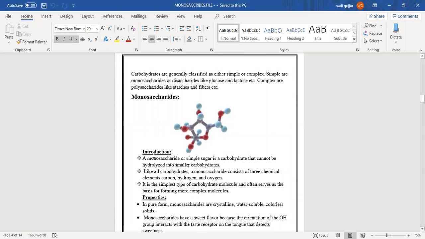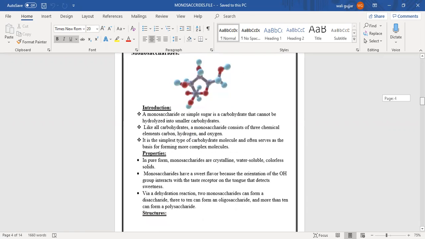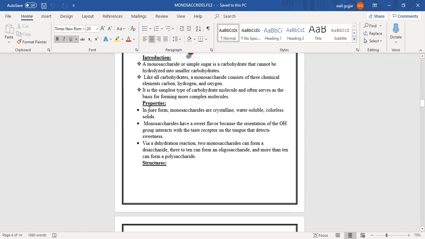So here we see the introduction of monosaccharides. A monosaccharide, a simple sugar, is a carbohydrate that can't be hydrolyzed into smaller carbohydrates. Like all carbohydrates, a monosaccharide also consists of three main chemical elements: carbon, hydrogen, and oxygen. It is the simplest type of carbohydrate molecule and often serves as the basis for forming more complex molecules like polysaccharides and disaccharides. Then properties of the monosaccharides.